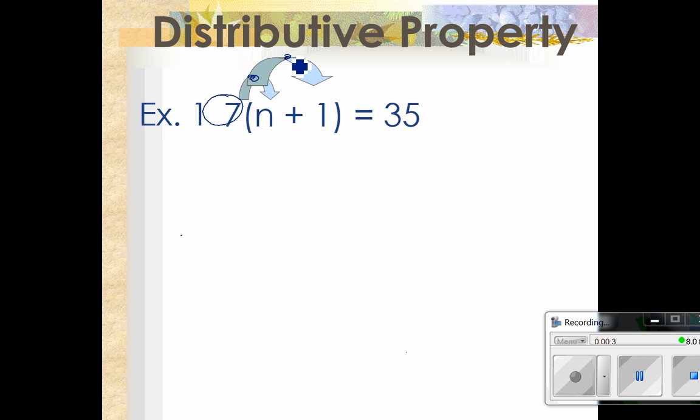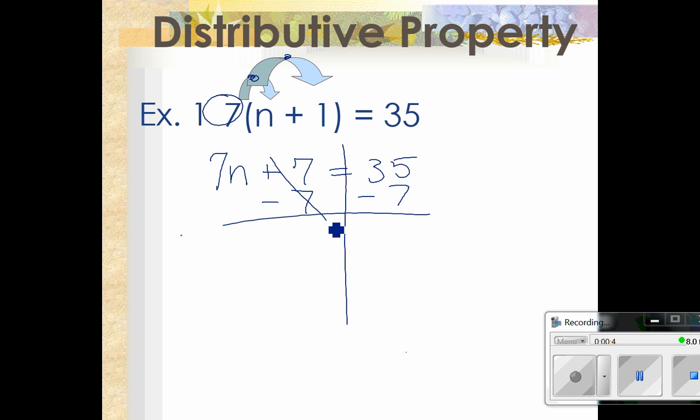So then you would have 7n plus 7 equals 35. And you have a two-step equation. Subtract 7, subtract 7. 7n equals, when you subtract, you get 28. Divide by 7, n equals 4.